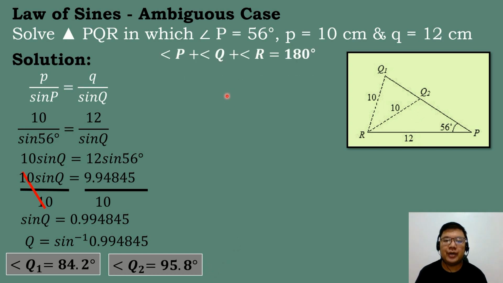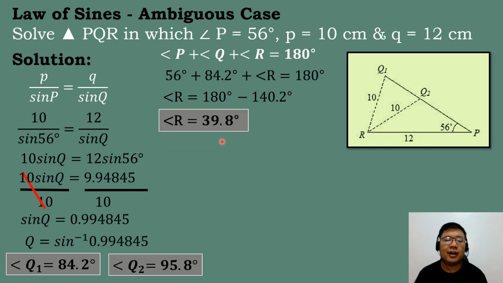Then after that, we will use the formula angle P plus angle Q plus angle R is equal to 180 degrees. Let's substitute the corresponding values. So 56 degrees plus the value of angle Q. Let's start first with Q sub 1, which is equal to 84.2 degrees, plus angle R is equal to 180 degrees. Adding 56 plus 84.2 degrees is 140.2 degrees. Then subtracting, the measure of angle R is equal to 39.8 degrees.